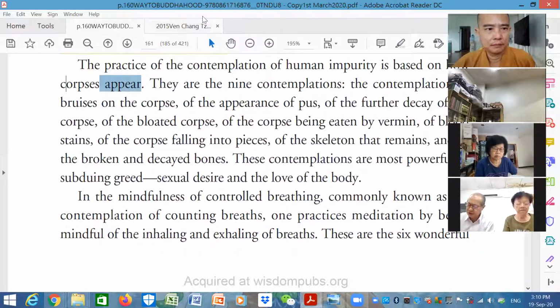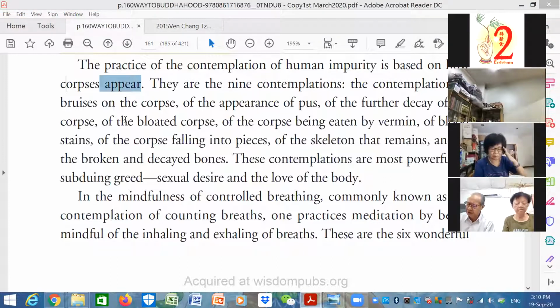The practice of the contemplation of human impurity is based on how corpses appear. They are the 9 contemplations: the contemplation of bruises on the corpse, of the appearance of pus, of the further decay of the corpse, of the bloated corpse, of the corpse being eaten by vermin, of blood stains, of the corpse falling into pieces, of the skeleton that remains, and of the broken and decayed bones. These contemplations are most powerful in subduing greed, sexual desire, and the love of the body.